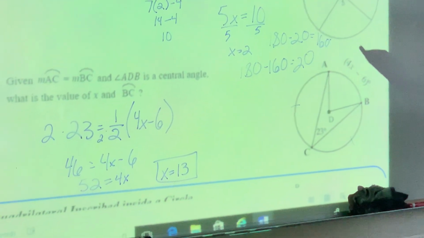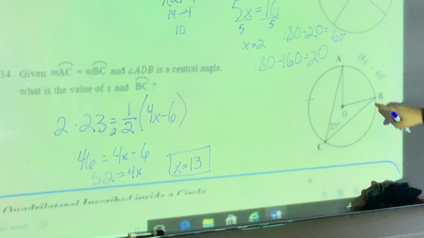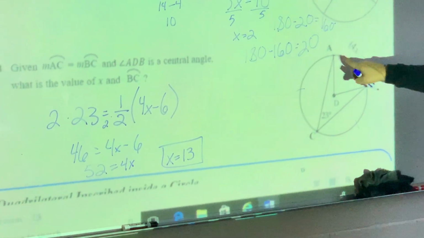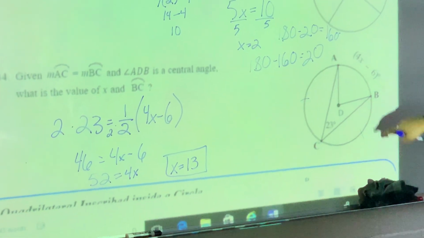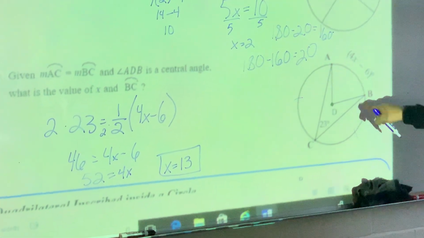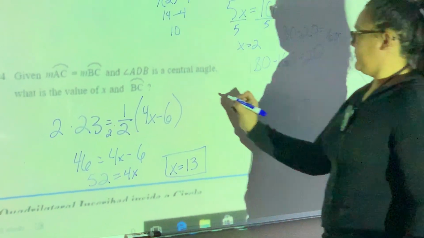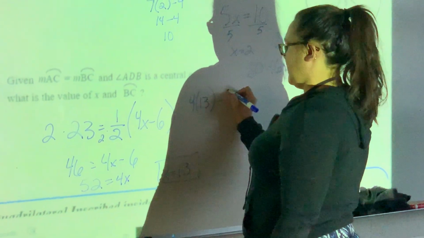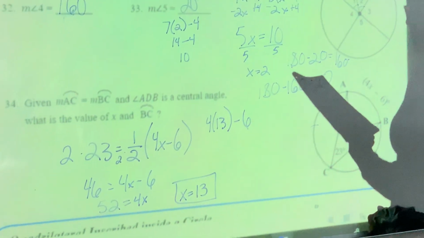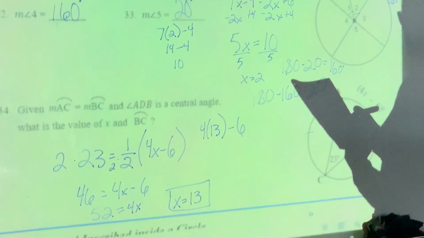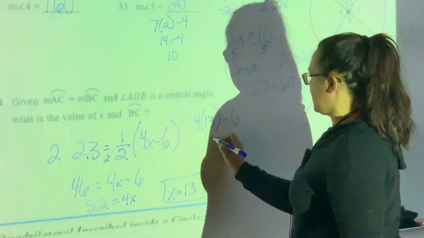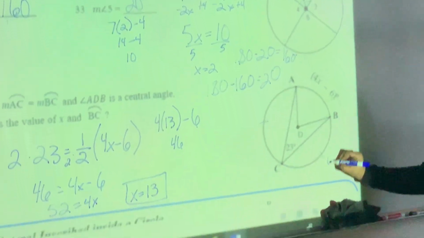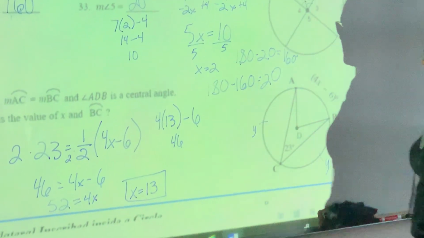Alright, so now that we know what x equals, we have to find BC right there. So we know that this whole thing has to equal 360 degrees. So let's find AB real quick. So 4 times 13 minus 6 will give us 46 right there. All right, and I'm going to name both of these, since they equal the same amount, I'm just going to name them y, just so we have a variable to put it to.